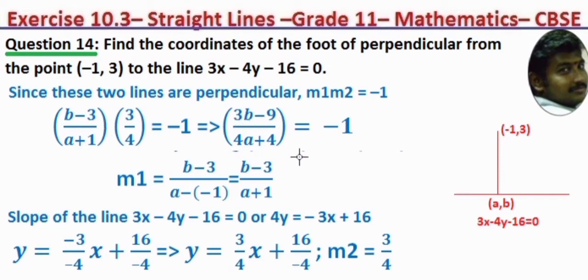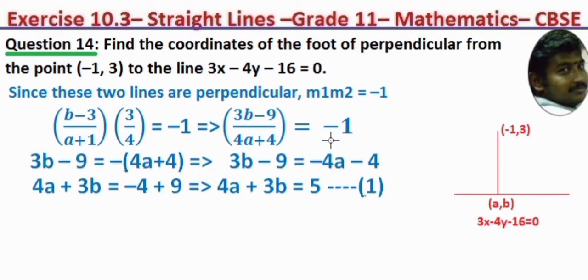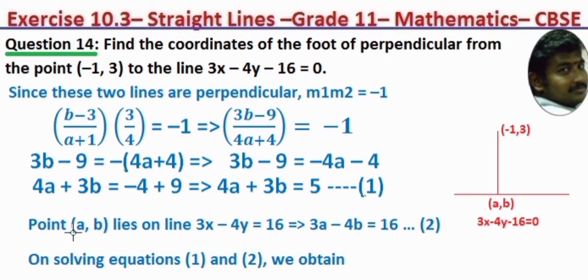When you simplify this, what do we get? 3b minus 9 equal to minus 4a minus 4. And then bring a and b to the left hand side. So 4a plus 3b is equal to minus 4 plus 9. So we get the equation 4a plus 3b equal to 5. The point a, b lies on the given line, isn't it? So in place of x we can write a, in place of y we can write b. So we get another equation, 3a minus 4b equal to 16.